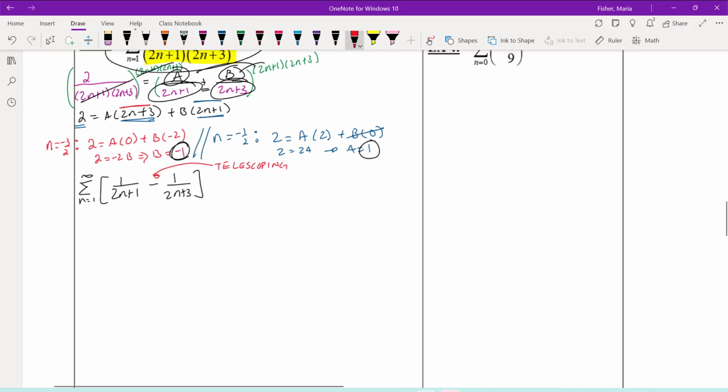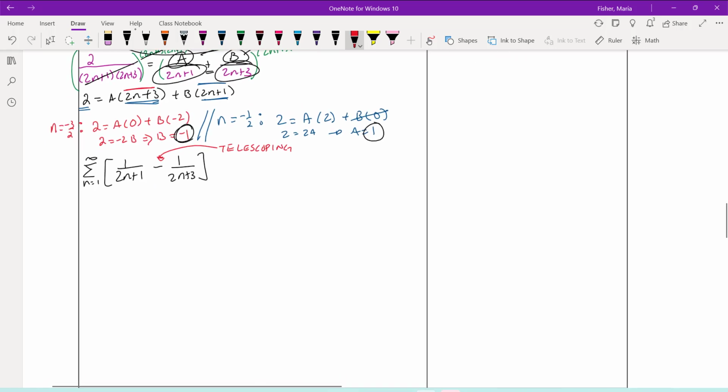Now to determine if this series converges or diverges, I need to find the sequence of partial sums, and then, once I have that, if the series converges, I can find its sum by taking the limit of the sequence of partial sums. Let's start by finding that sequence.